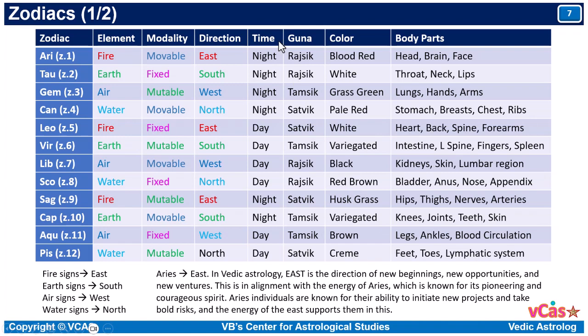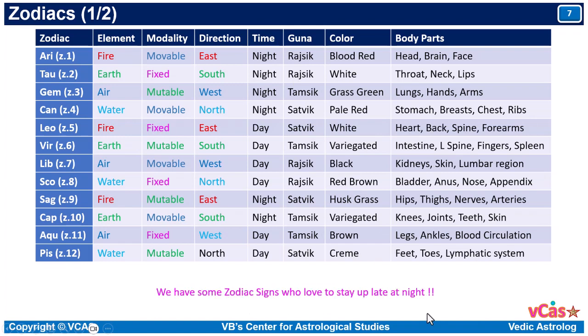Next comes the time, as you see here. So we have some zodiac signs who love to stay up late at night, and you know the reason why. Come to the gunas. Guna shows the natural tendency of those zodiacs. For example, a person having Cancer ascendant will have Satvik Guna. Our Maryada Purushottam Bhagwan Sri Ram and Sita Ma had Cancer as their Lagna.